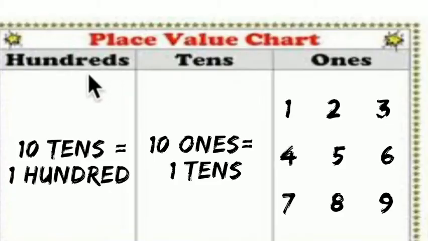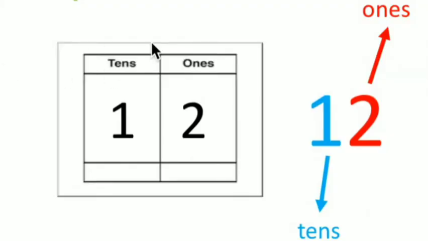Let me show an example to write the number in ones place and tens place. Here the number 12 is given. From the right side we have to write the number. From the right side, how many ones are there? 2 ones. Then in tens place, how many tens are there? 1 tens. So we get the answer as 1 tens and 2 ones.